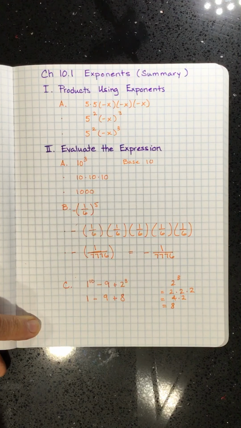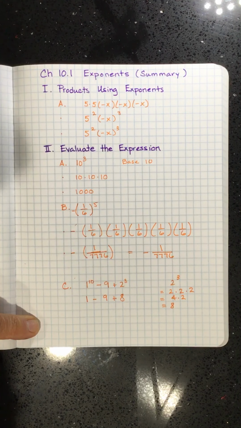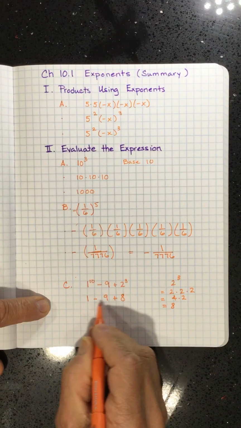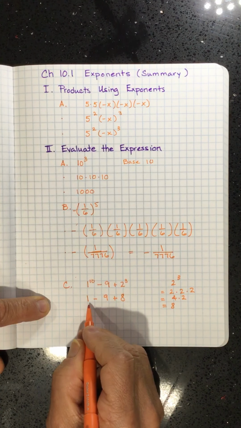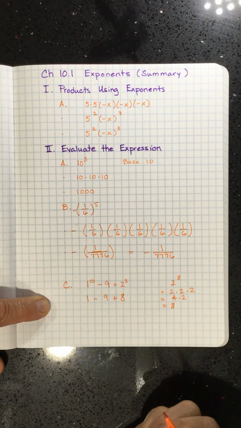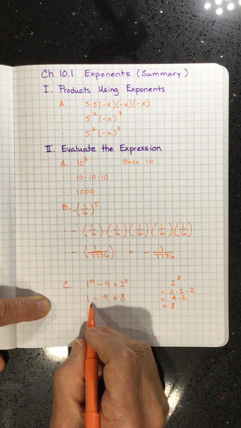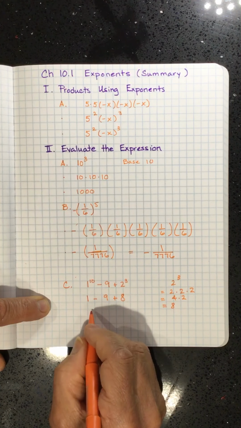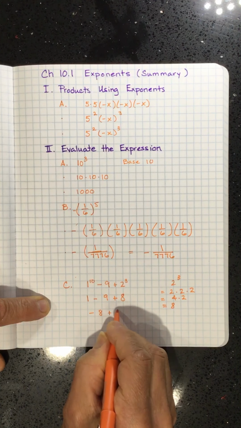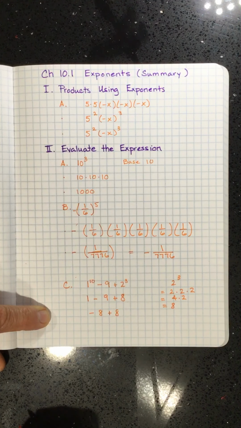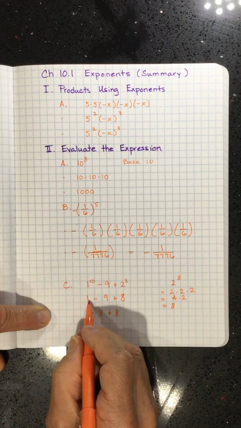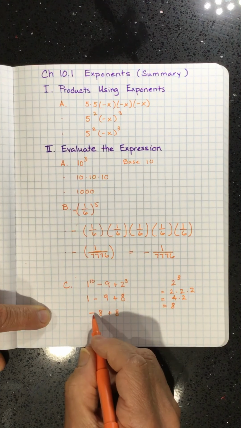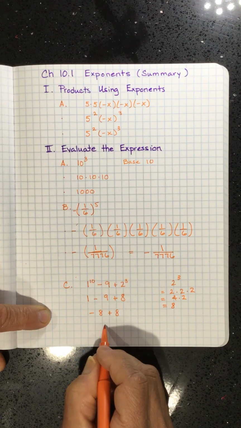All right, now we've taken care of the exponents. There is no multiplication or division, so we do addition and subtraction from left to right. Well, here we go. Look at that. All right, so 1 minus 9 is negative 8. Again, 1 minus 9 is negative 8. And then negative 8 plus 8 is 0.